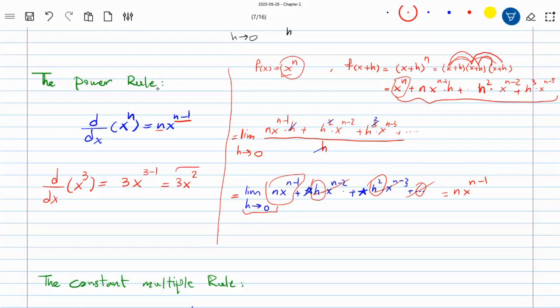This is the derivative function. That is the shortcut for all those things. Instead of going through the procedure, this would be the shortcut.